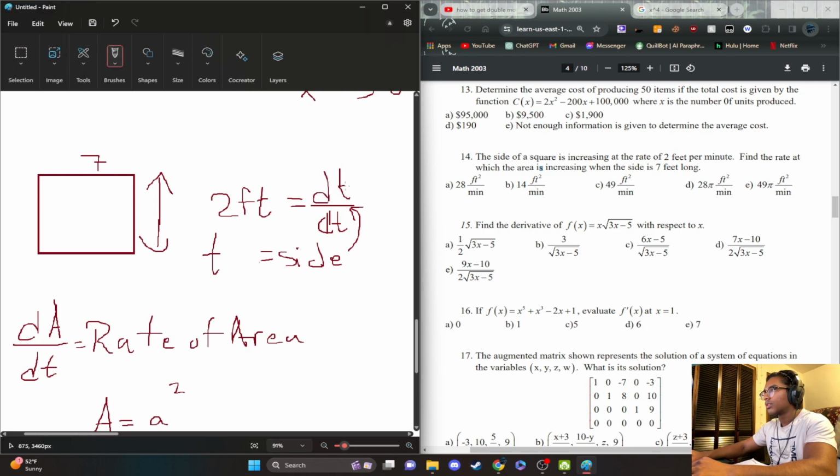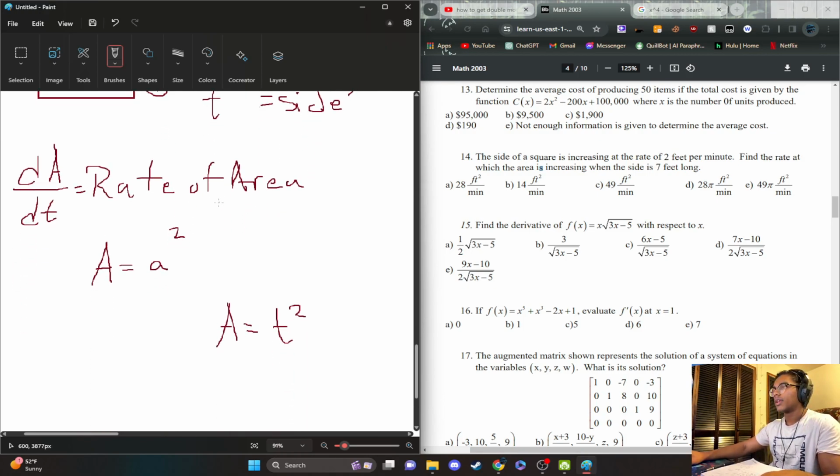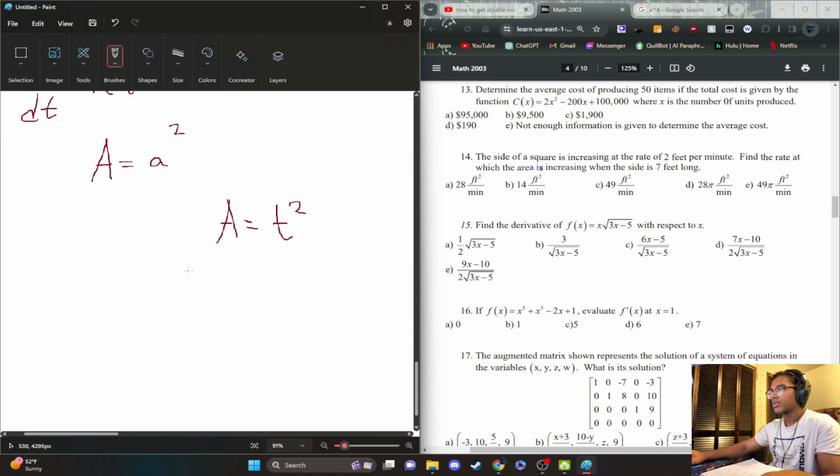dA over dt, whatever. dt over dt, right? Which is 2 feet. So once you find the derivative of this, which is dA over dt equals, now t squared is just the same thing as 2t, and you're going to get dt over dt, right? Now let's plug and chug.